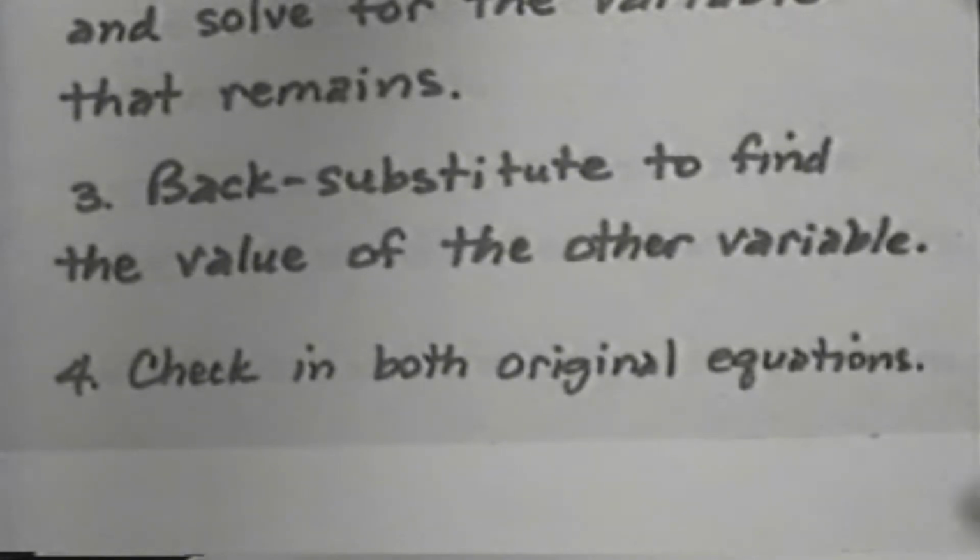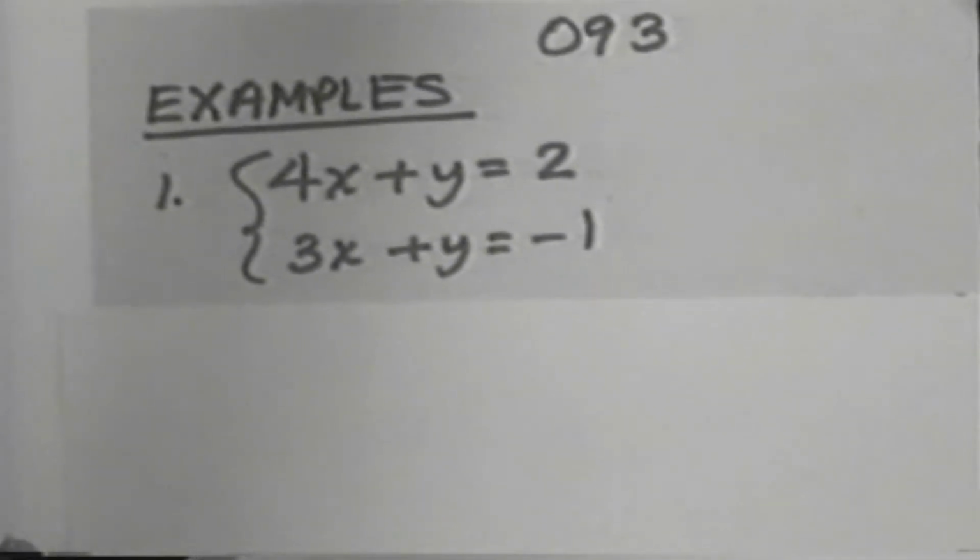Now let's look at examples. Example 1 is the system 4x plus y equals 2, 3x plus y equals -1. We're solving by the addition method.